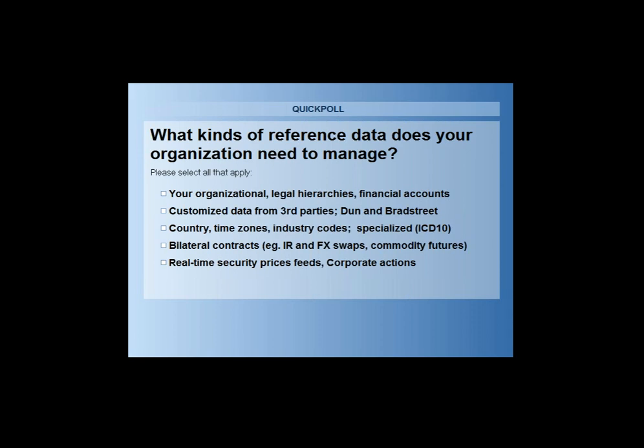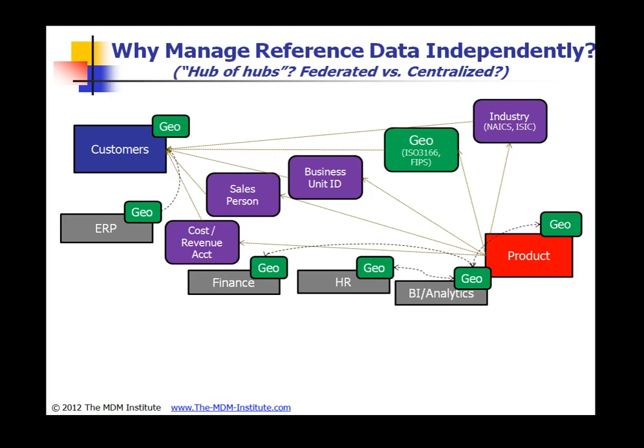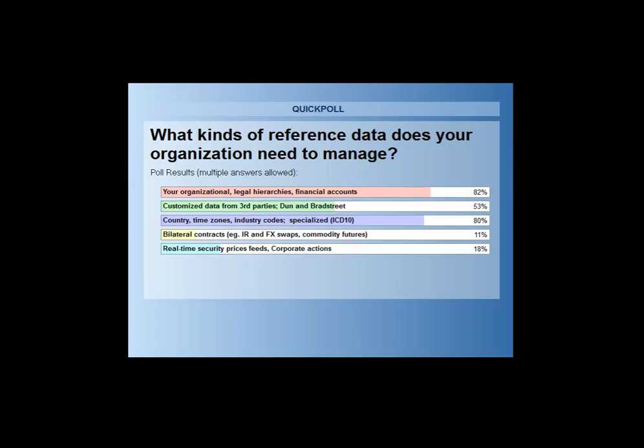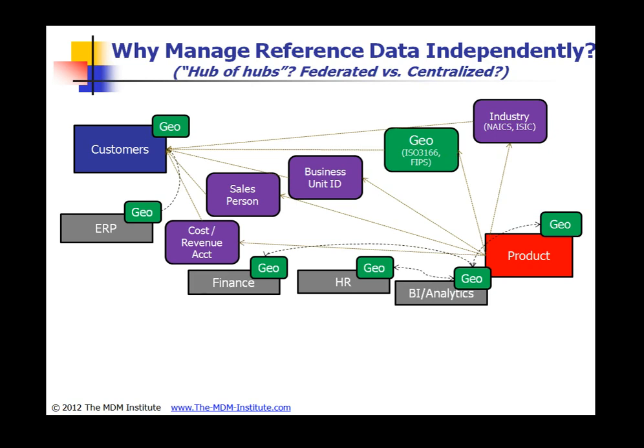Okay, so with about 58% of the people responding, here are the results. And based on what Aaron was talking about, I guess what we're seeing here is it looks like a lot of people are managing kind of private multi-domain and public multi-domain. Is that what it looks like to you? Yeah, I can't see the poll here on my end when I'm running the event. Oh, okay. Well, I'll read the poll results to you. It looks like here that about 82% of the people are saying they're managing organizational legal hierarchies, financial accounts. And the next highest one is country, time zones, industry codes, or specialized codes such as ICD-10. Okay, well, let me hide this. We'll make these poll results public later, but I'm sorry, please continue.